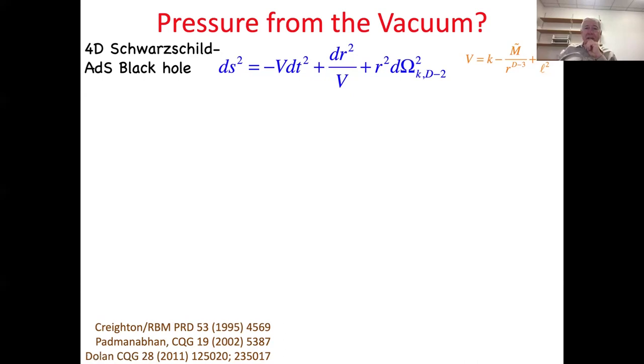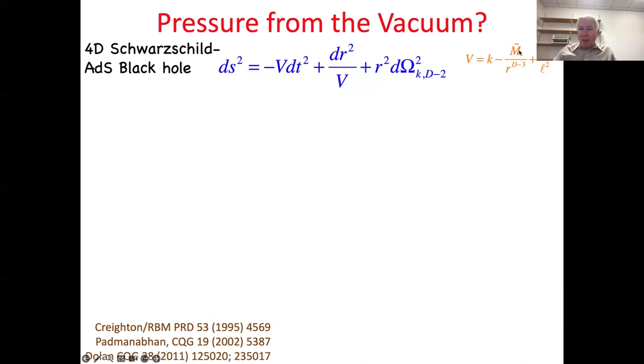So I think it's perhaps best demonstrated by an example. There's a formal geometric proof for it. Here's the metric of a Schwarzschild AdS black hole in four dimensions. It's a solution of the equations I showed you on the previous slide, where lambda goes like 1 over L squared. And you can demonstrate that this is an exact solution to Einstein's equations.